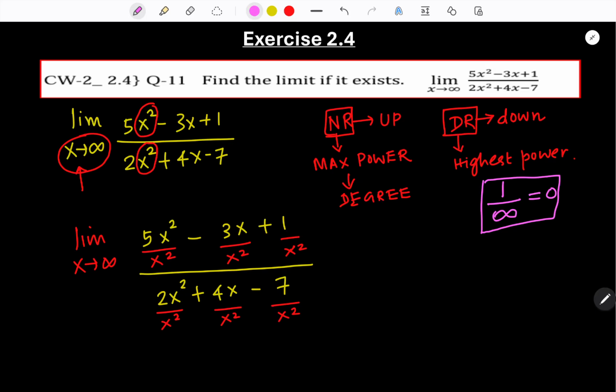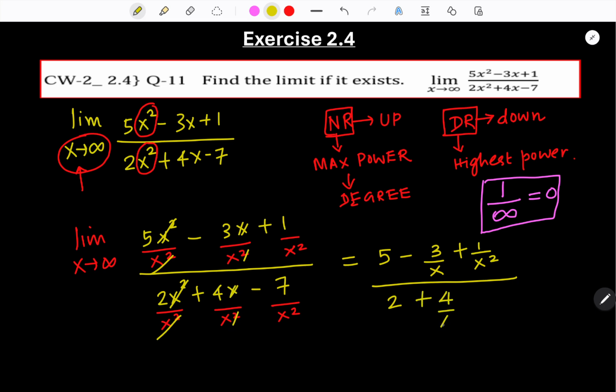What happens in this step? The x square cancels with x square, so it will be 5 minus 3 divided by x plus 1 divided by x square, over 2 plus 4 divided by x minus 7 divided by x square.